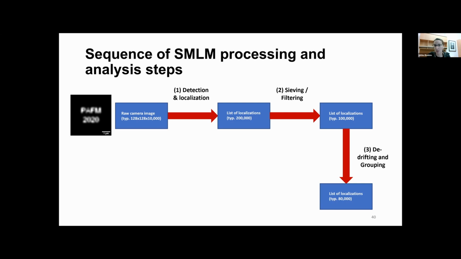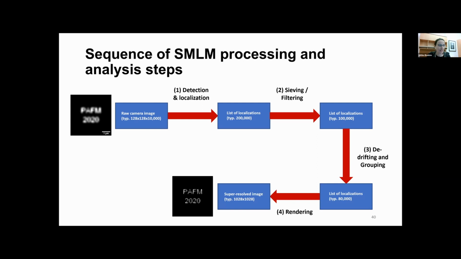So when you know these properties, you can, as I said, go in with the right correction parameters. And then in the end, you can either do the rendering, or you can immediately go from that leftover list of localizations. And that's also something which I want you to pay attention to.